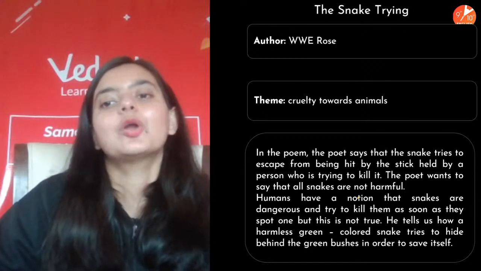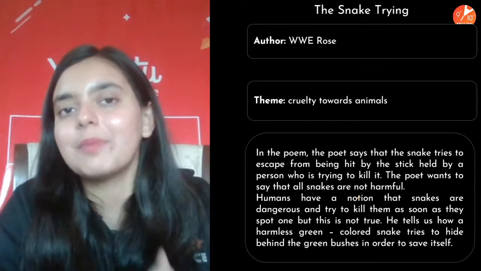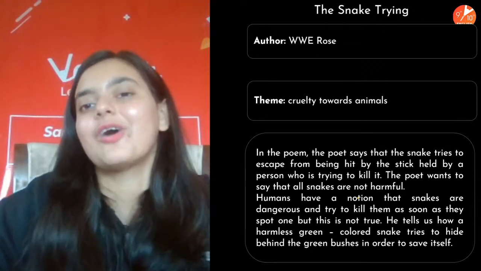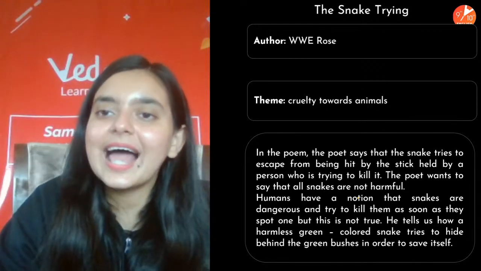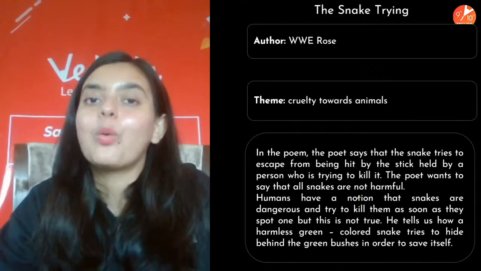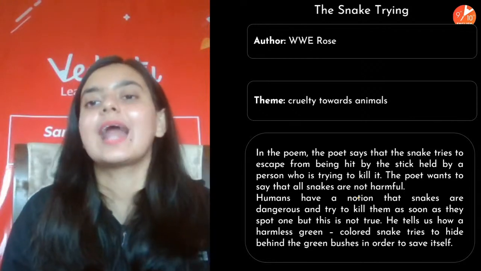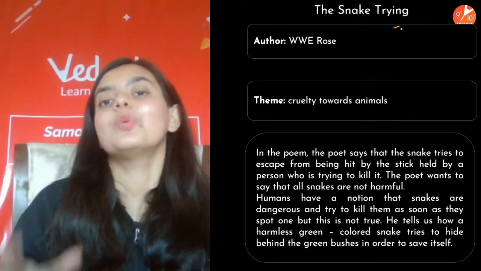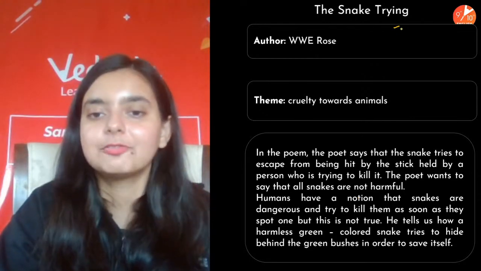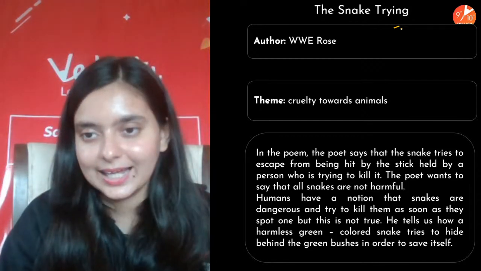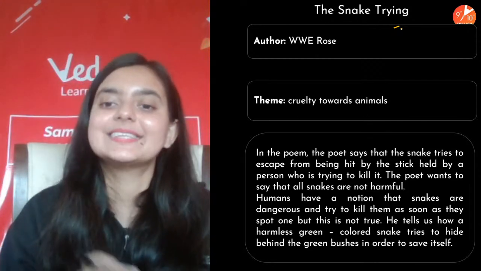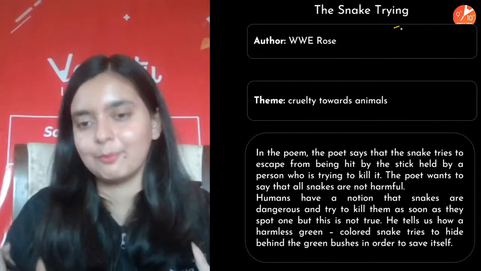Next is cruelty towards animals. So we talked about cruelty towards plants. Now we'll talk about cruelty towards animals with the help of the poem The Snake Trying by W.W.E. Ross, where obviously the snake is trying to do what? The snake is trying to escape from being hit by a stick which was being held by a person, right? So the poet wants to emphasize here that all snakes are not harmful, right?